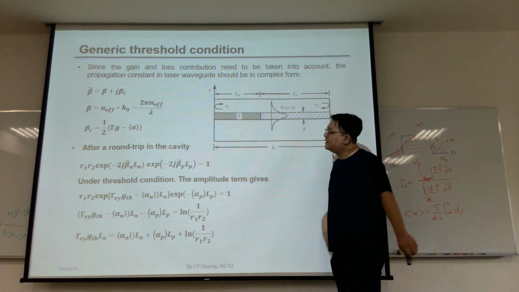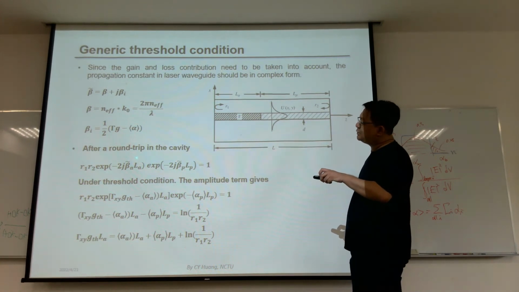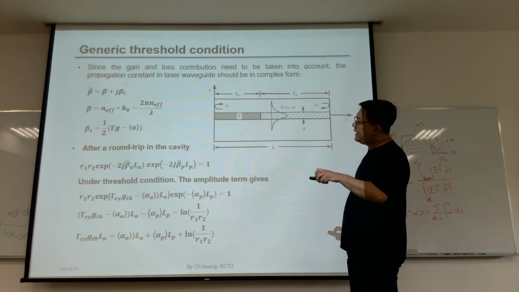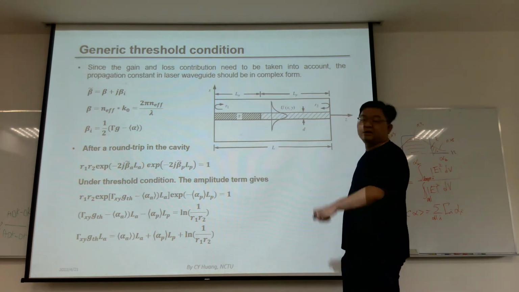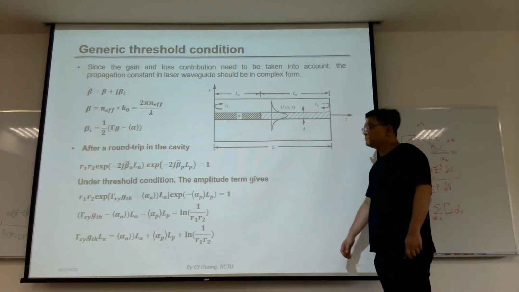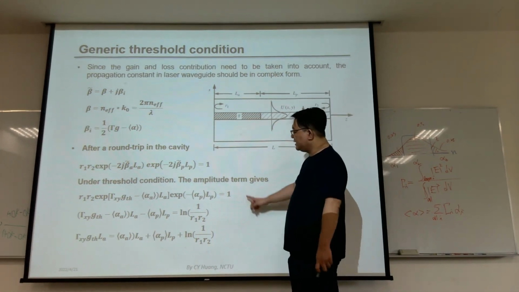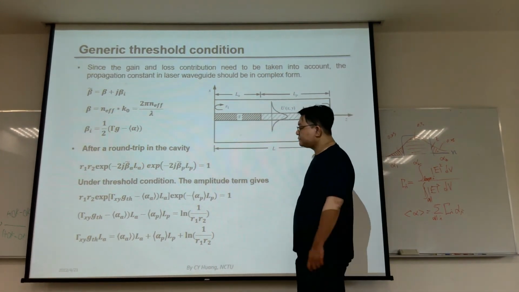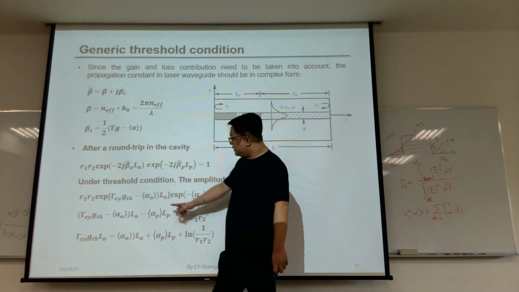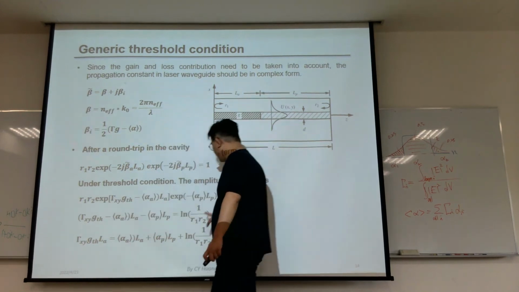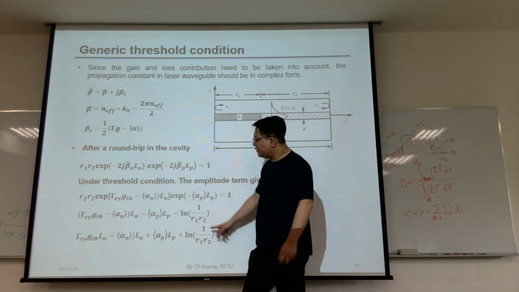Alright? So after a round trip, R1, R2 times exponential 2j beta_A L_A, exponential 2j beta_P L_P should be equal to 1. Then we can take the log on both sides. What do we get? We can divide the R1, R2 to the other side, then take a natural log.